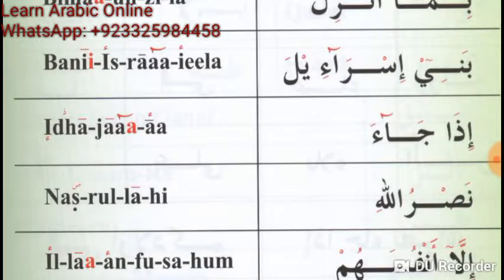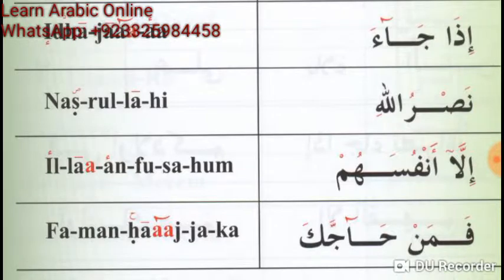Idha ja. Nasrullahi. Okay. Illa anfusahum. Anfusahum, sa is a short vowel. Illa anfusahum.